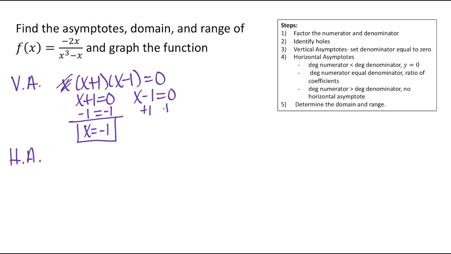And then here we're going to add 1 to both sides. So that gives us x equals 1. Okay, so we have two vertical asymptotes.